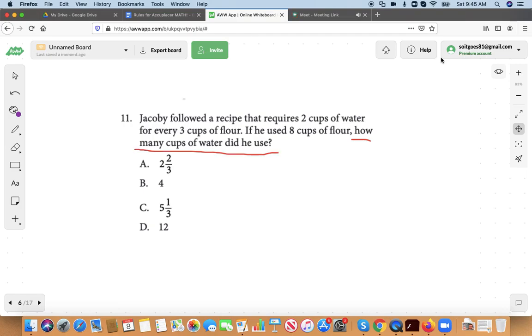Okay. Let me teach you one of my favorite tricks with word problems. Whenever they give you a word problem, you don't always have to do it, but in general, I recommend drawing a picture. Draw a picture. So we've got a recipe that requires 2 cups of water for every 3 cups of flour. So I'm going to draw 2 cups of water. And then every time I use 2 cups of water, I need 3 cups of flour. So I'm going to make 3 cups of flour right here. 2. 3.